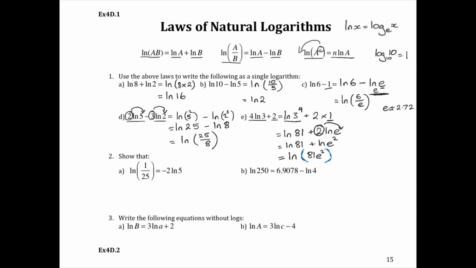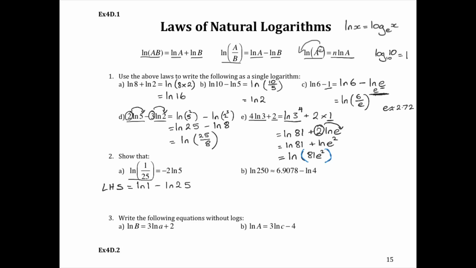Show that log of 1 on 25 equals negative 2 log of 5. Again, if I want to show something, I usually just play with one side, for instance, the left-hand side, and go from there. First things first, how can I use my division law to rewrite that left-hand side? Hopefully you realize that becomes log of 1 minus log of 25.